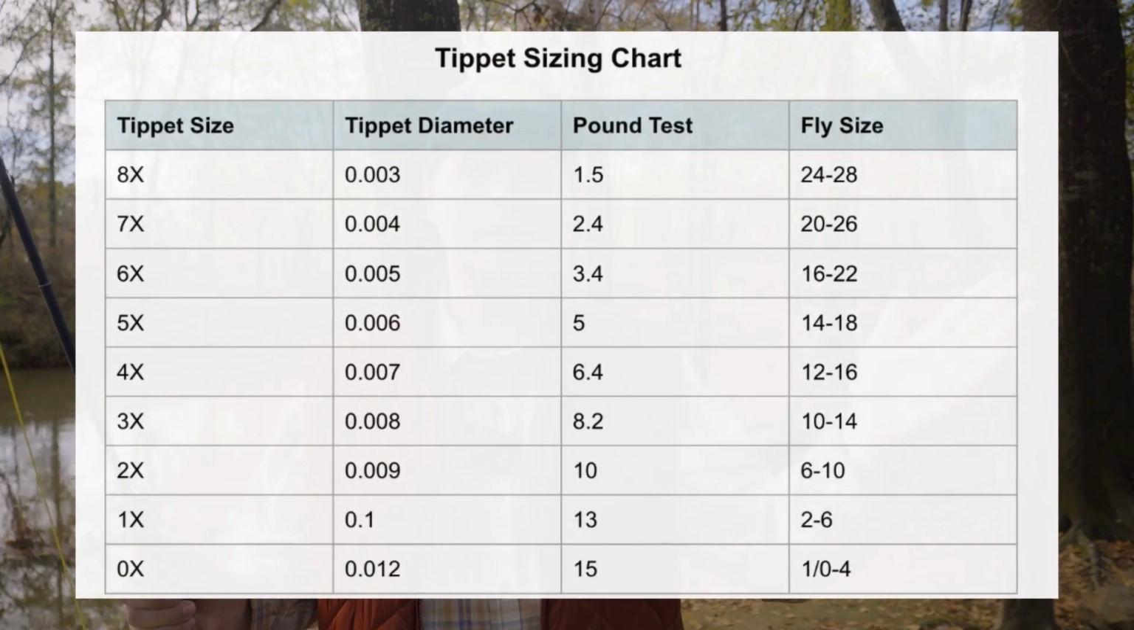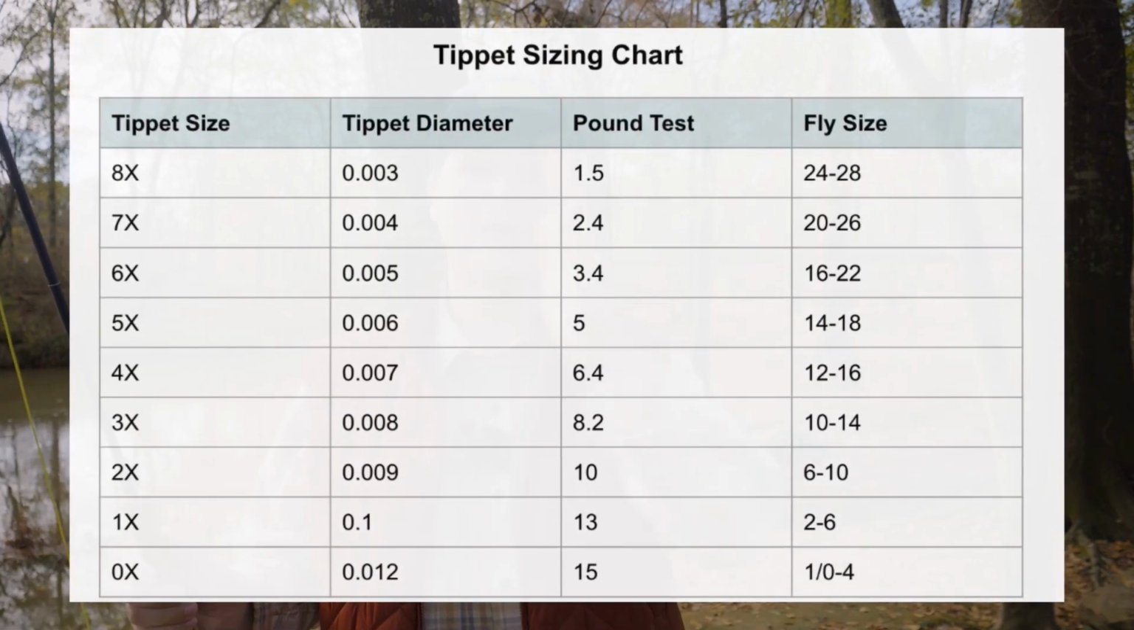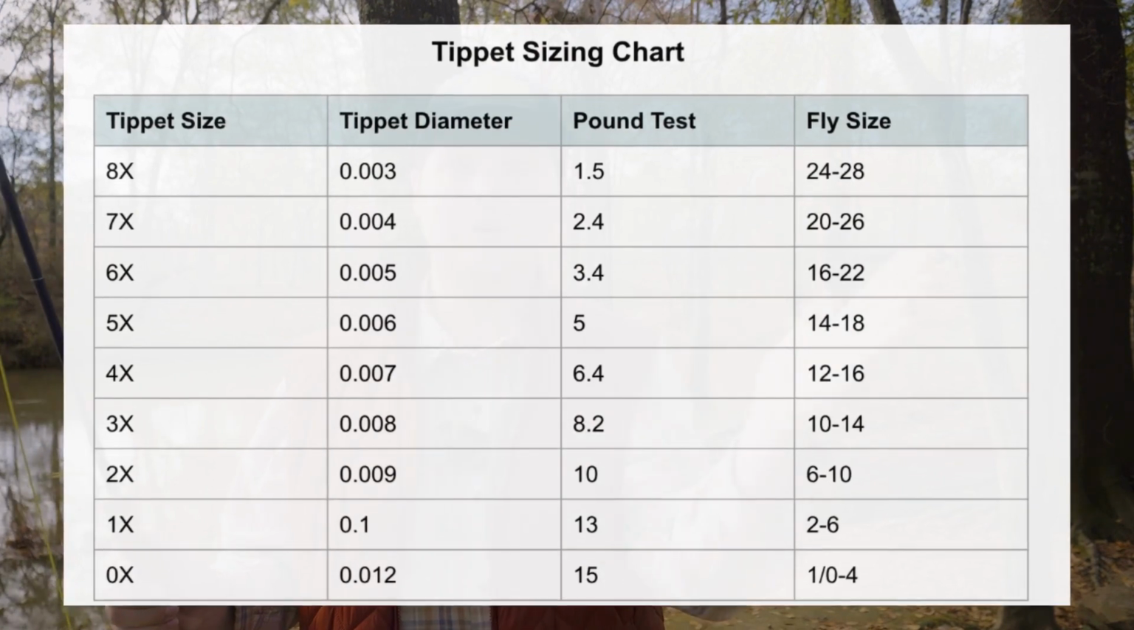So 0x is a lot thicker and heavier than 8x, or 0x is a lot heavier than 3x. A typical size tippet for trout on tailwaters that are fished often is going to be about 5x. If you're out blue lining, then maybe a 3x or 4x would be suitable for your application.